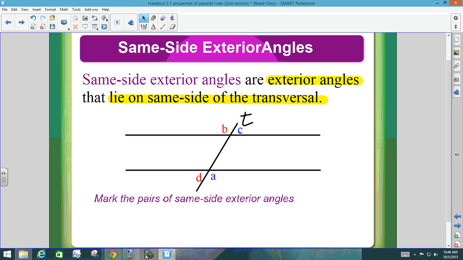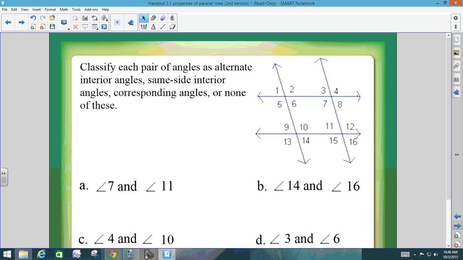Today we're going to focus on identifying these, being able to pick them out in pictures. Are they corresponding? Are they same side? Are they alternate? Tomorrow we will work more with them and what we can learn about them. Okay. We're going to skip the first entire example and you're going to number 2 at the bottom.